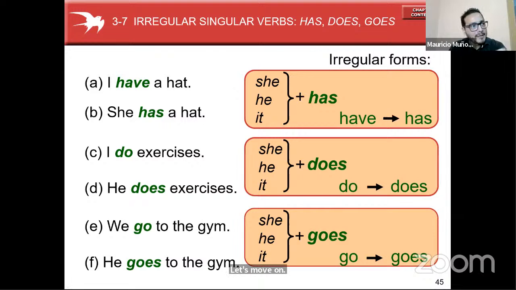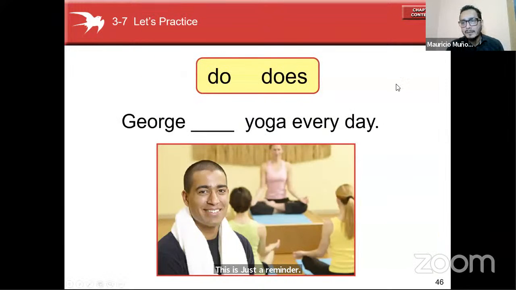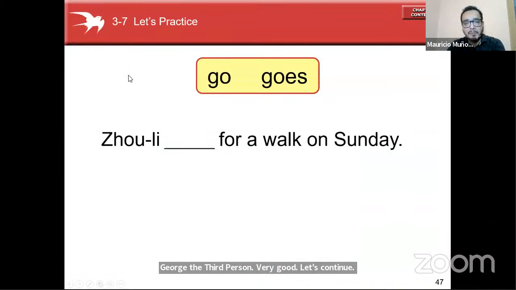Please guys, all this information you have already studied in the previous module. This is just a reminder. Please, another volunteer to help me out with this exercise. Okay, George. Correct. George is third person. Very good. Let's continue. Another volunteer, please.